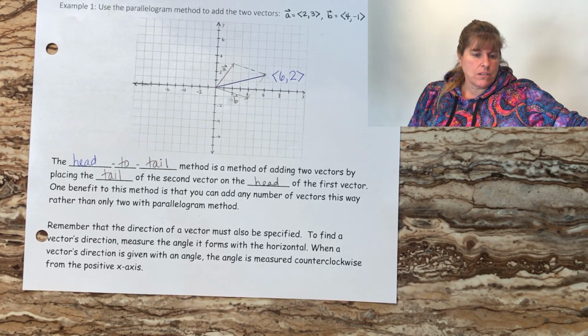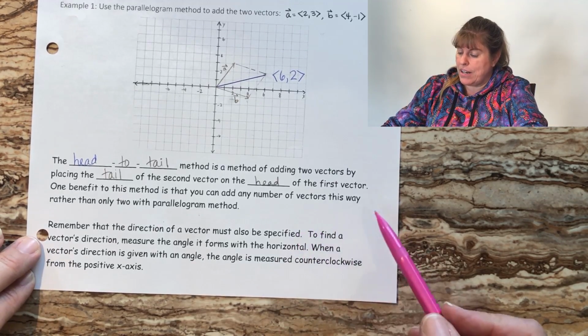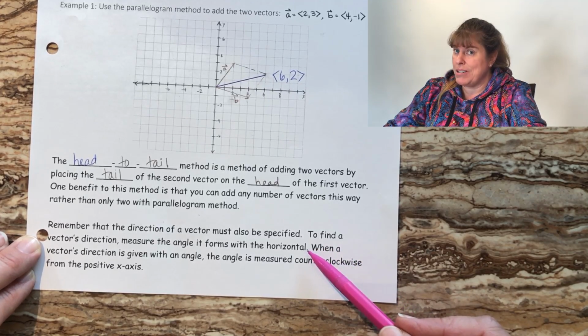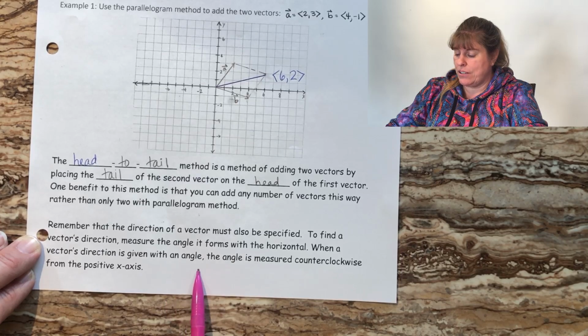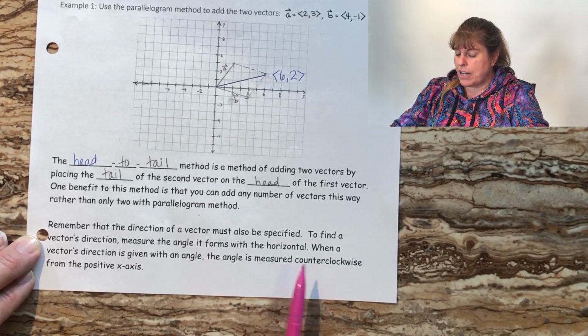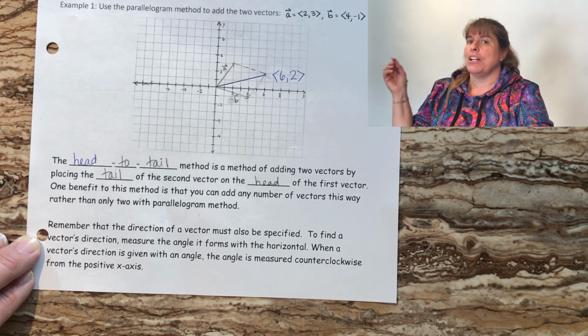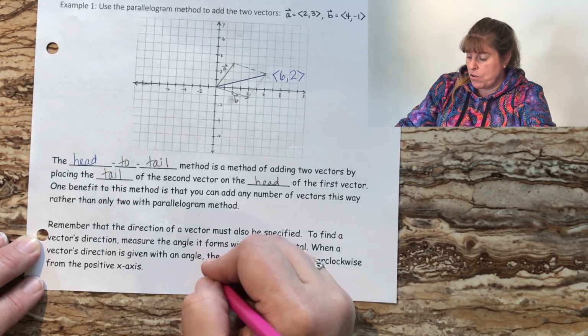This is a little section that's right in between the two methods, and it says, remember that the direction of a vector must also be specified. To find a vector's direction, measure the angle it forms with the horizontal. We're going to be doing a lot more of this later. When a vector's direction is given with an angle, the angle is measured counterclockwise from the positive x-axis. I'm going to show you this now. We're going to do a lot of this later in the future, but this will help show you how this works.